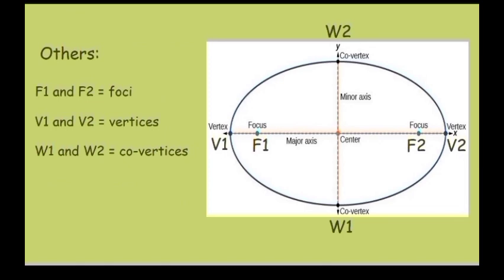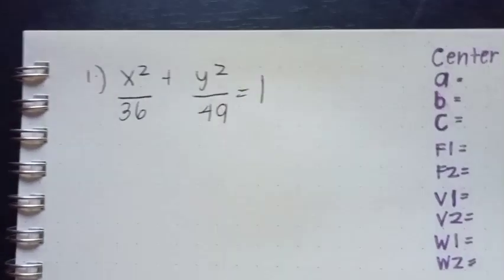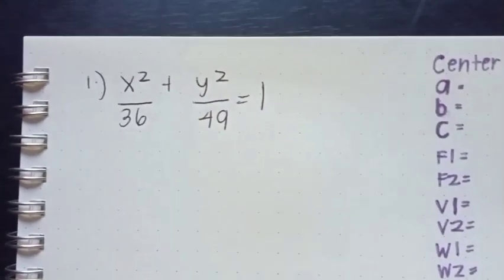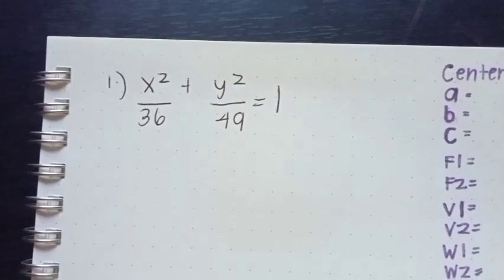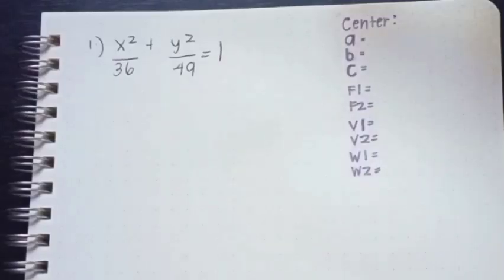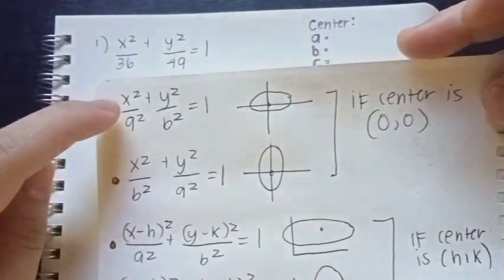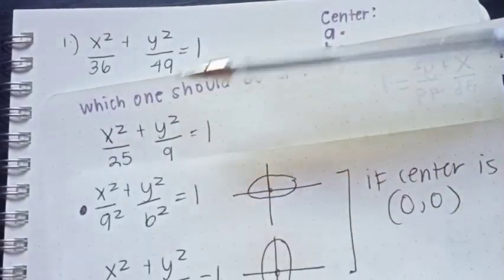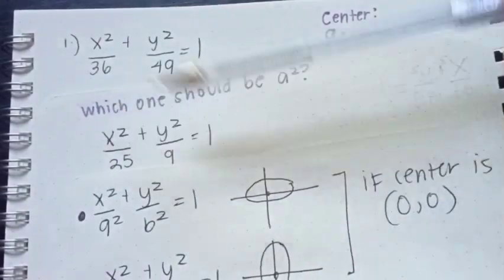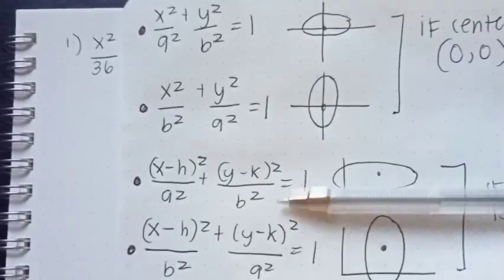Before anything, you should know that F1 and F2 stand for foci. V1 and V2 stand for vertices. W1 and W2 stand for covertices. x squared over 36 plus y squared over 49 is equal to 1. So how are we going to solve this? First, we have to find the center. Since it's x squared and y squared, meaning the center is 0, 0, it's going to be like this or this. But if our center is at h and k, then we have more choices here.